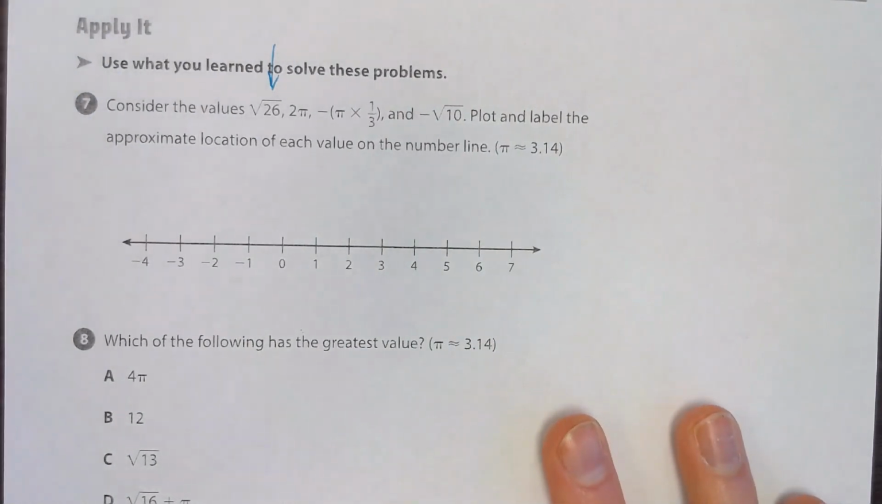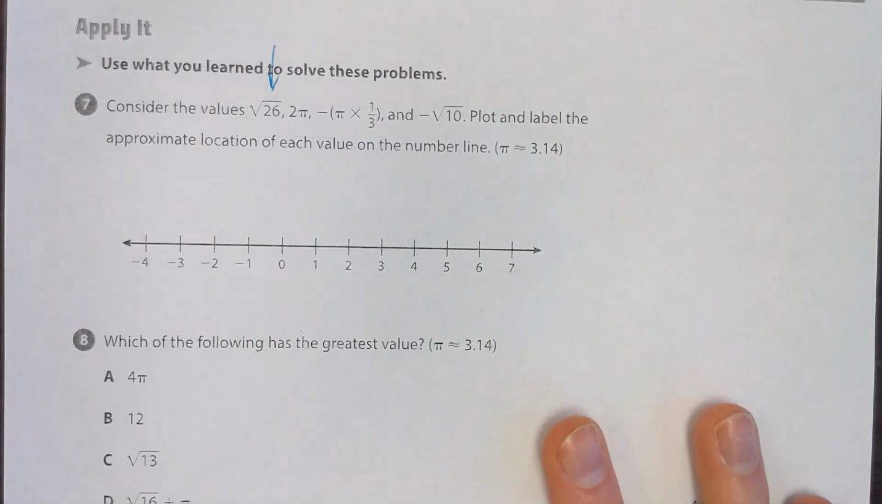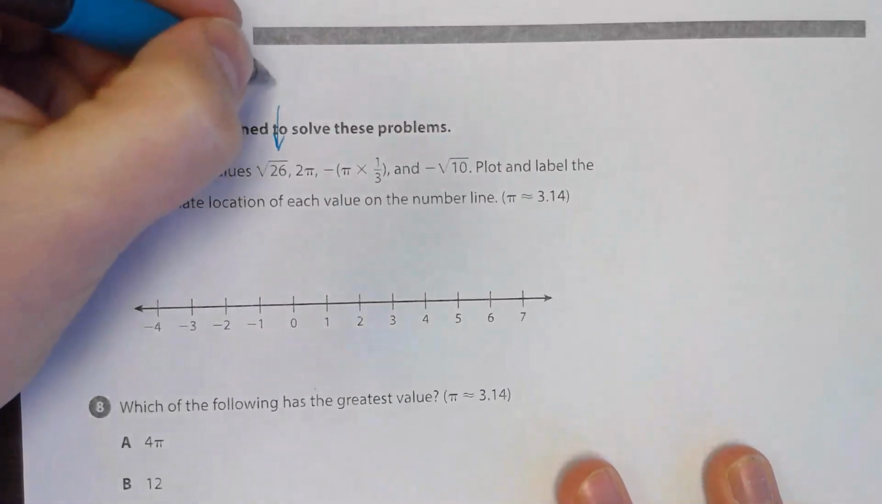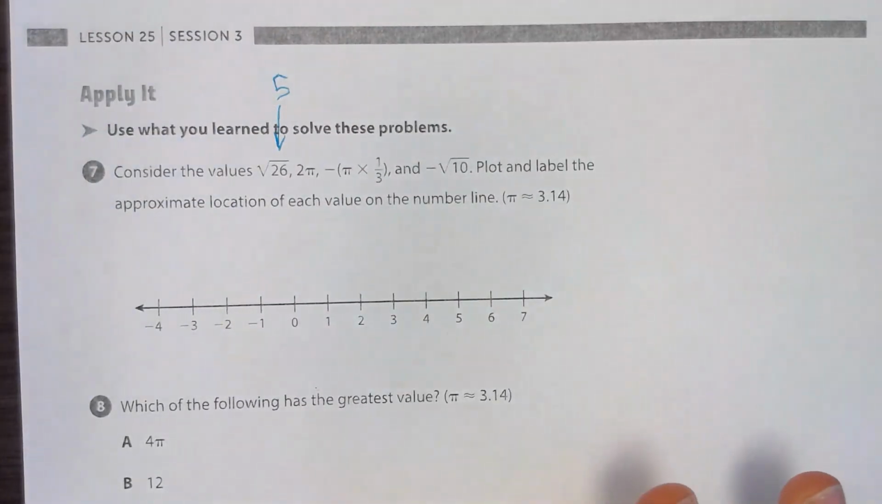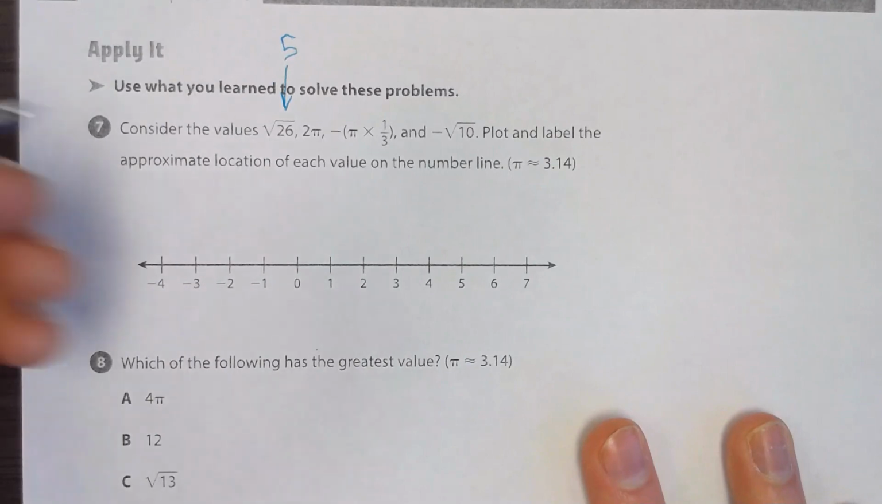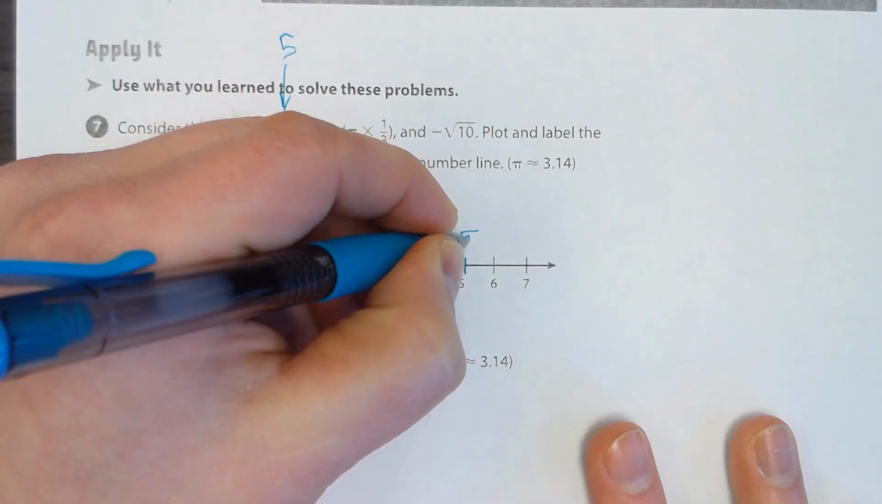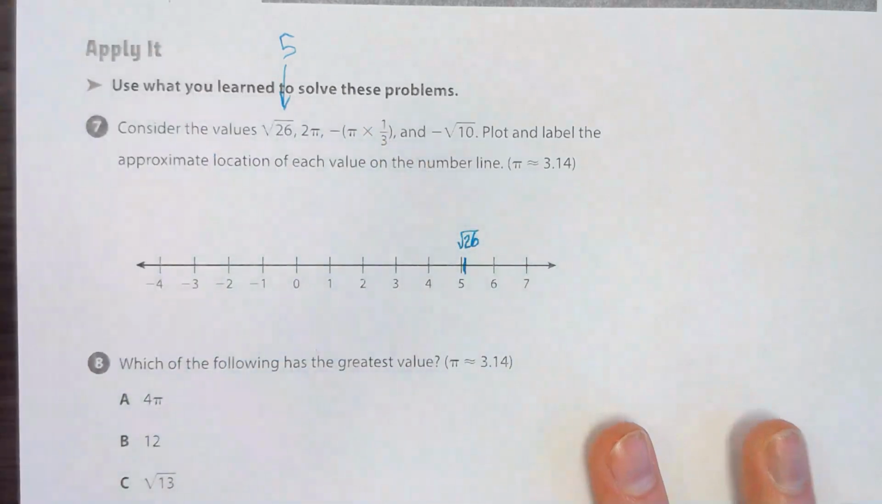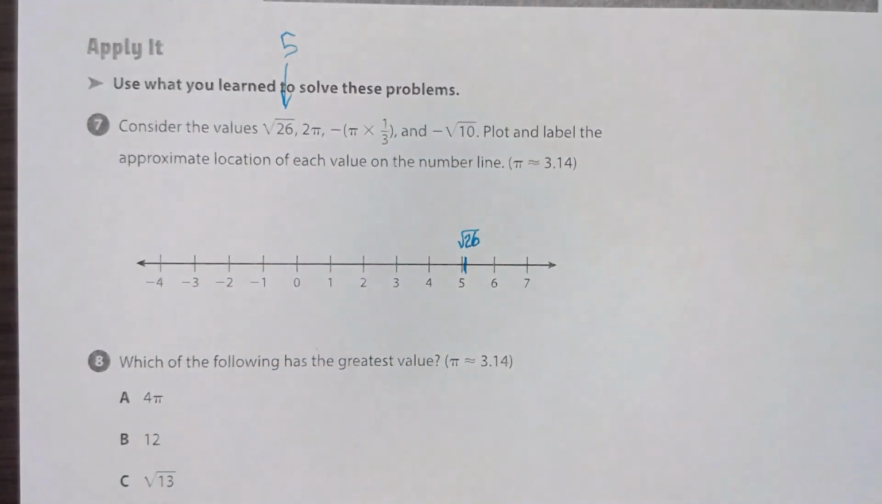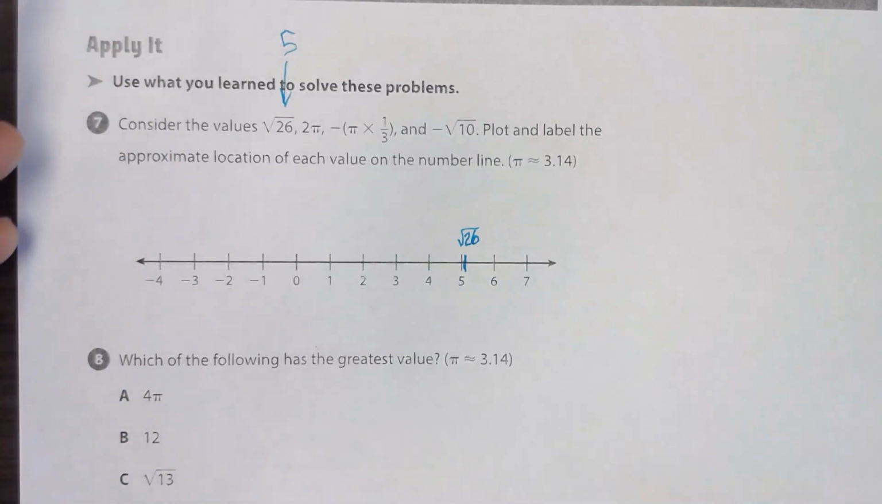The square root of 26 is super close to the square root of 25. So close, I can just say it's about 5, right? It's just a little bit more. Where does the square root of 26 go? Well, it's right above the square root of 25, which is 5. It's going to be right there, just above the number 5.